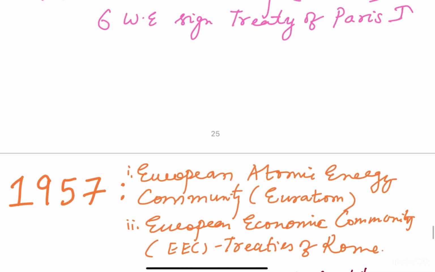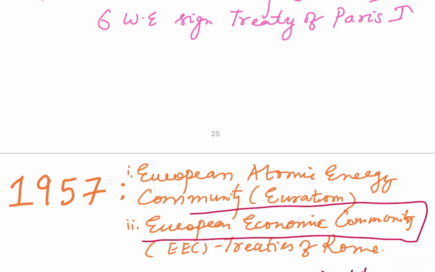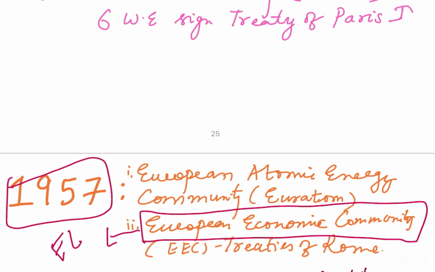Then in the year 1957, again very important, because here the European Economic Community is formed, which is later on renamed to EC. EC is basically the European Community. The year 1957 you need to remember, and this is established by signing the Treaties of Rome. Also in this year, Euratom is established, the European Atomic Energy Community.